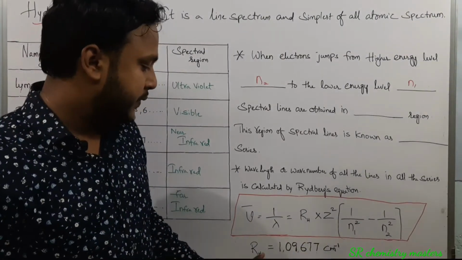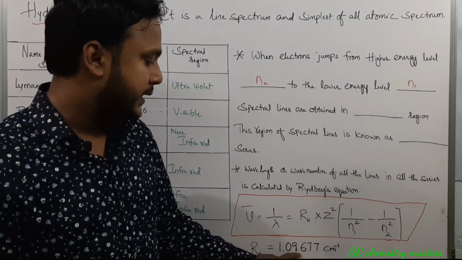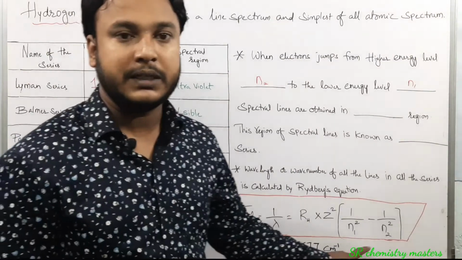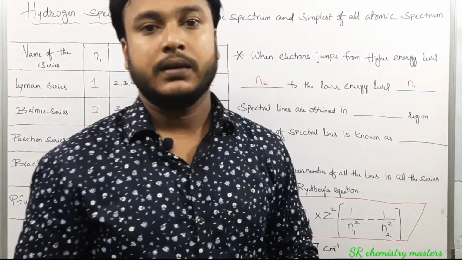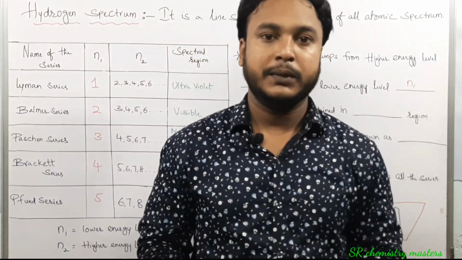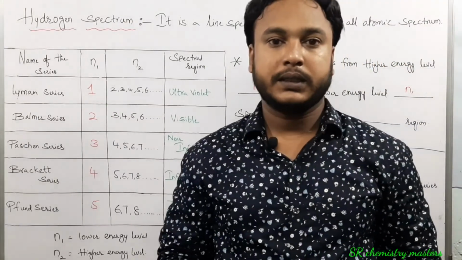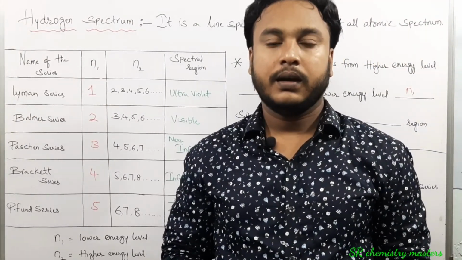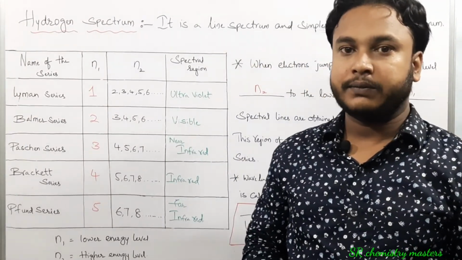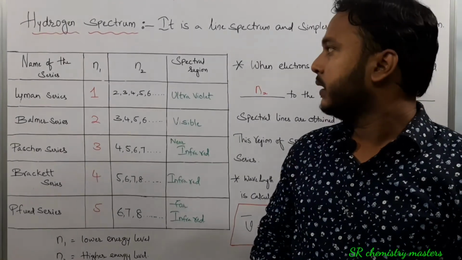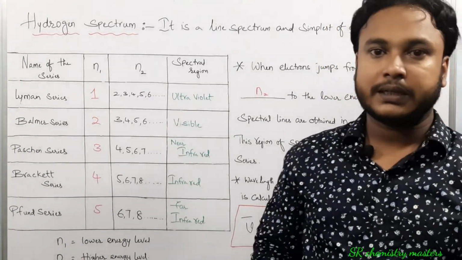Rydberg's constant value for the hydrogen atom is 109677 centimeter inverse. Remember, Rydberg's constant value for every atom is different. This is the hydrogen spectrum, which consists of 5 series, and based on the N1 value, each and every series has a different spectral region.